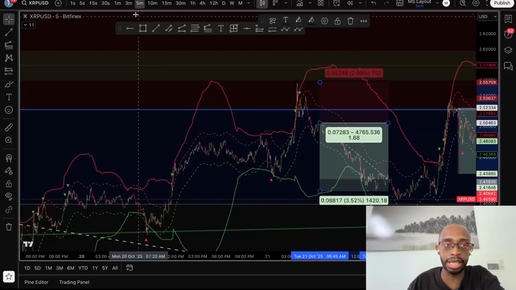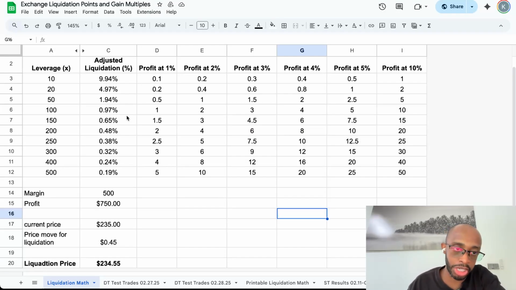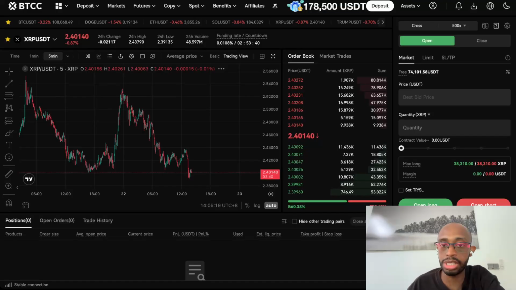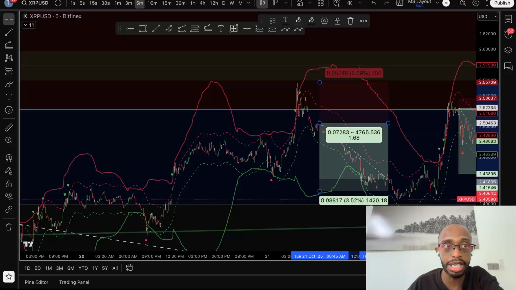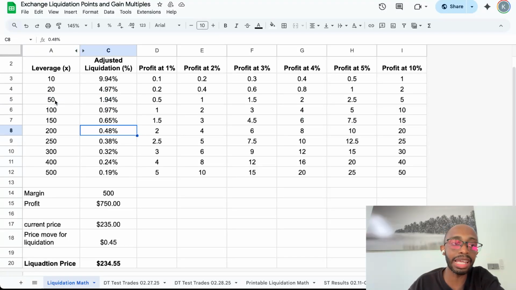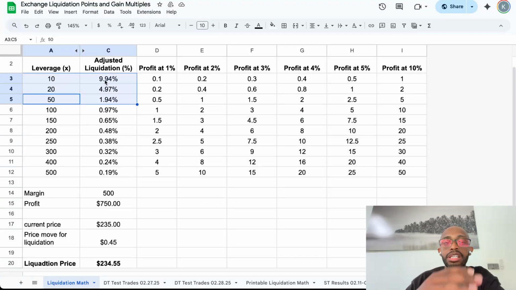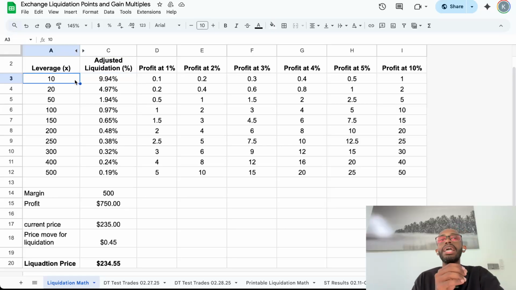If you're using this, what you would then do is go to the spreadsheet, and you guys can copy it, screenshot it, completely use it to your advantage. In this example, if our stop loss has to be 2%, then we want to be doing anything under 50x leverage. And the math it does here for you is, if you are on 10x leverage, your liquidation is roughly 10%.